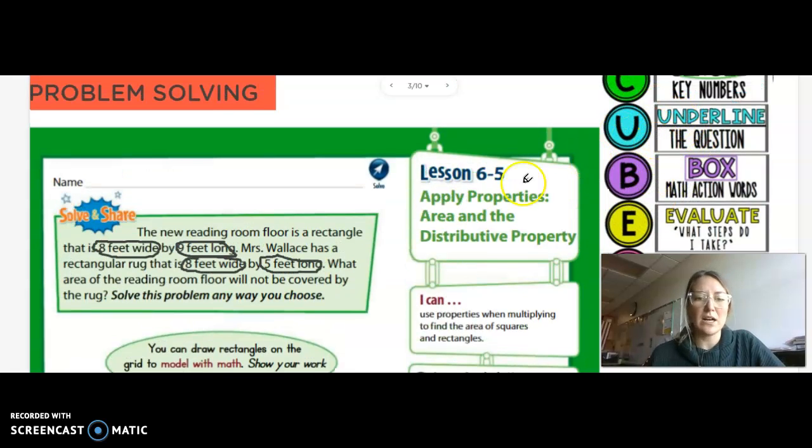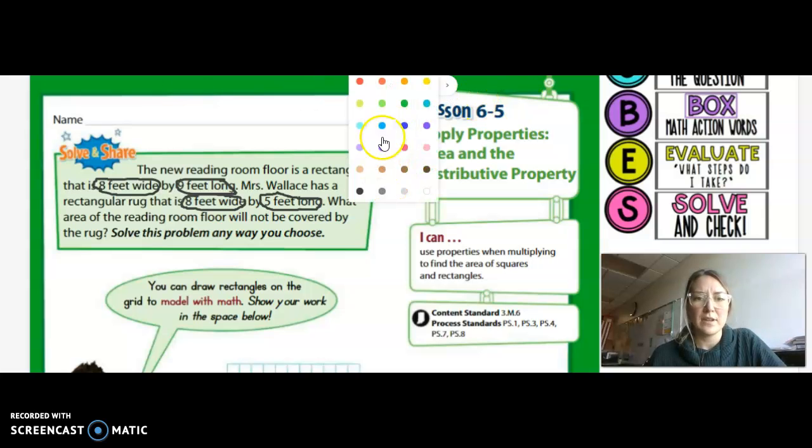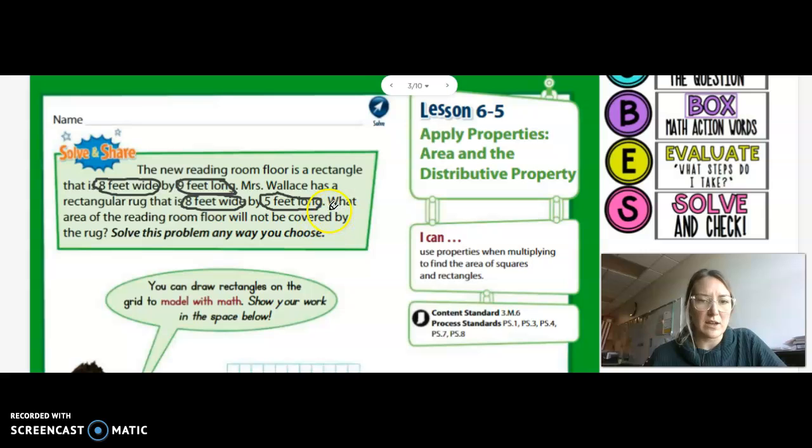Second part is we underline the question. We underline the question so that when we go back, we know to double check that we answered this question. What area of the reading room floor will not, I'm actually going to double underline that one because that's an important word, be covered by the rug.